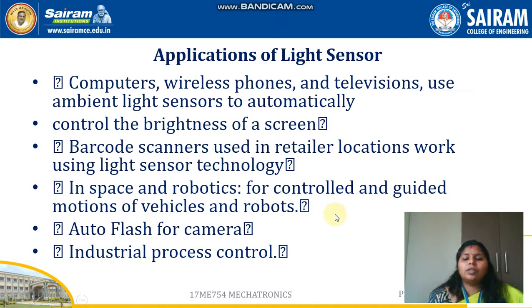If we talk about the applications of this light sensor, it is used in computers, wireless phones and televisions. They use ambient light sensors to automatically control the brightness of a screen. Barcode scanners used in retail locations work using light sensor technology. In space and in robotics, it is used for controlled and guided motion of vehicles and robots, auto flash for cameras, and industrial process control. These are some of the applications.